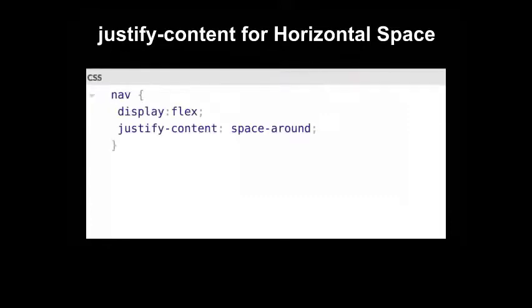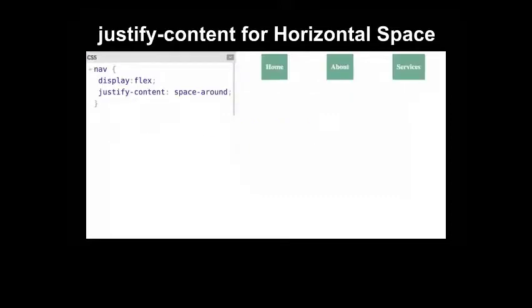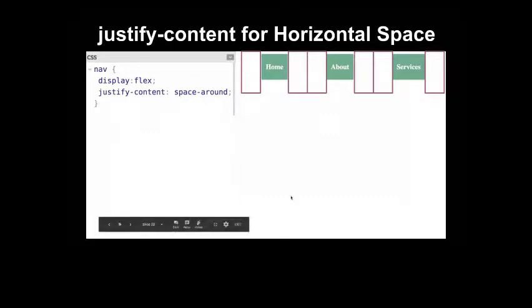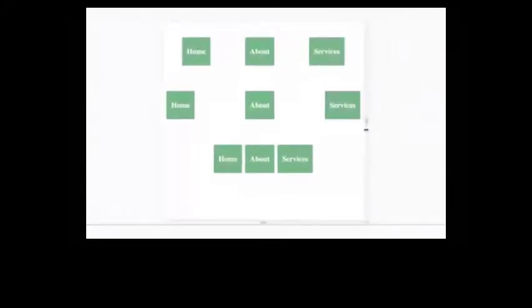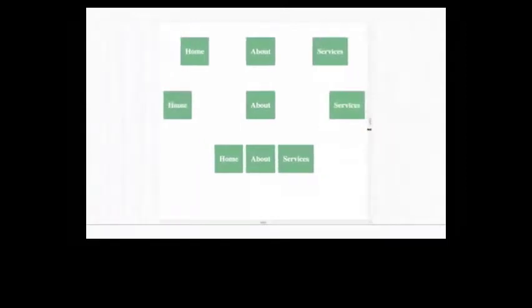Next, let's take a look at space around. Space around is taking all the space and dividing it into equal increments left and right of each item. So what's going on here is that home will have a little bit of space on the left, a little bit of space on the right, and the same for about and services, all divided equally across these boxes. And it doesn't matter how wide your device is. If you're on a mobile device or on a desktop, Flexbox will just account for that space and distribute it in the fashion that you are describing with justify content.